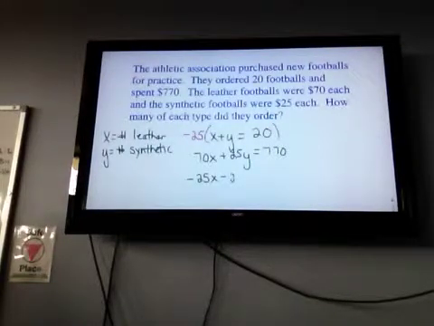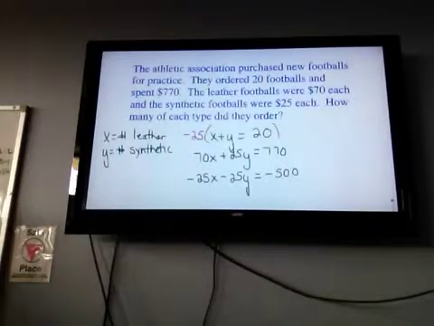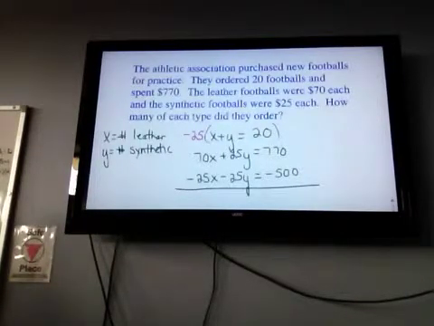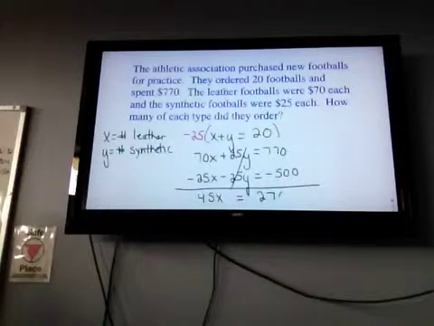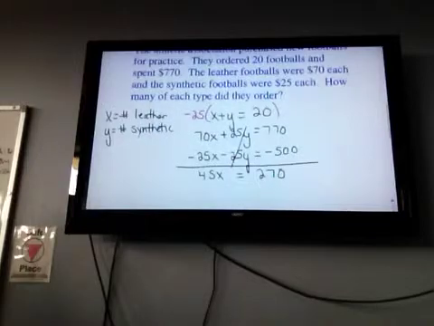minus 25Y equals negative 500. And then put that with the other equation. So 70 minus 25, 45X. Y's are gone. 270. And I get 6. And I divide by 45.